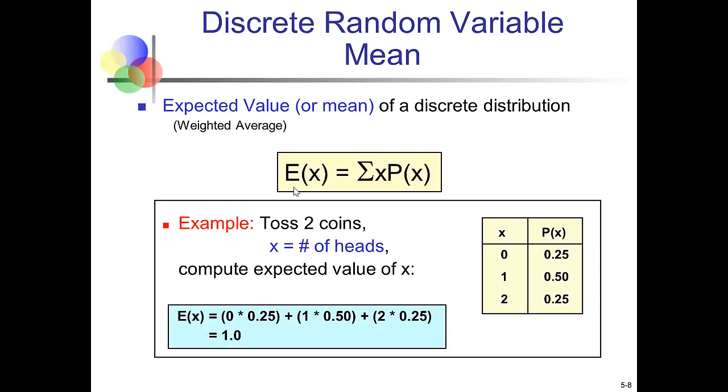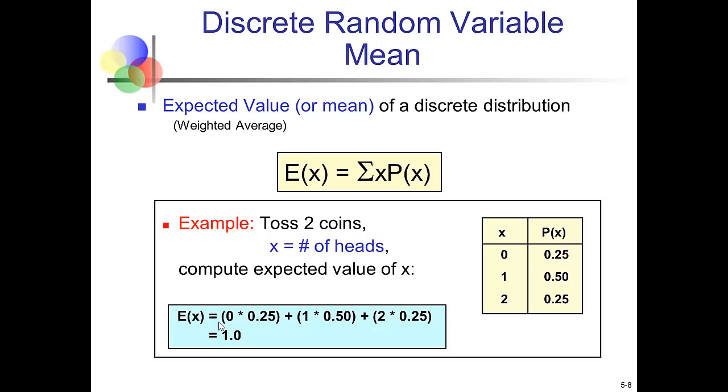So this notation here means the expected value of x. And what we do to calculate this is take each x value, multiply it by its associated probability, and then add them all up. So suppose we're back with our example of tossing 2 coins, and the value of interest is the number of heads. We can compute the expected number of heads, or the expected value of x.